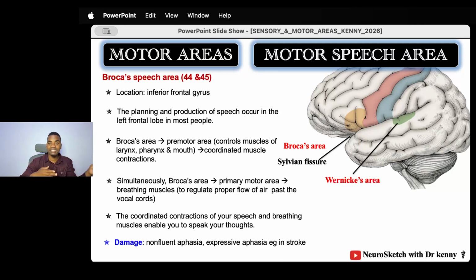Now you understand the mechanism of speaking. The muscles of the mouth are not properly coordinated, so the person will struggle to form words. This is the key in Broca's aphasia: the person is struggling to form words. This is why it is called non-fluent. The person cannot talk fluently, and he has pauses when he is talking.